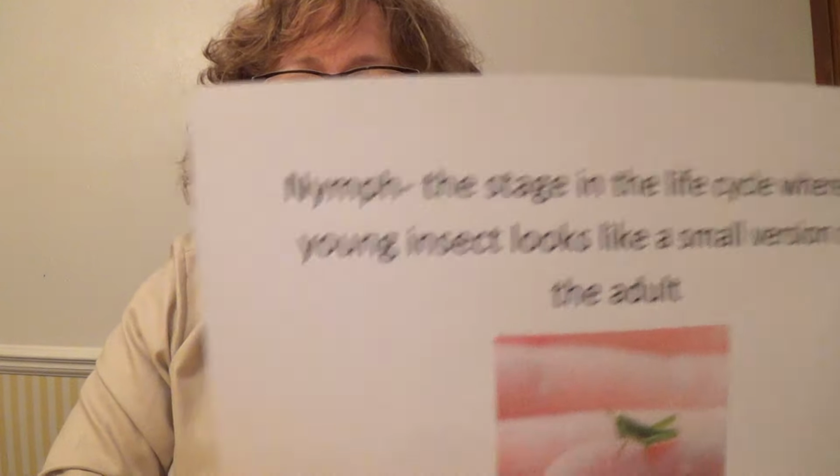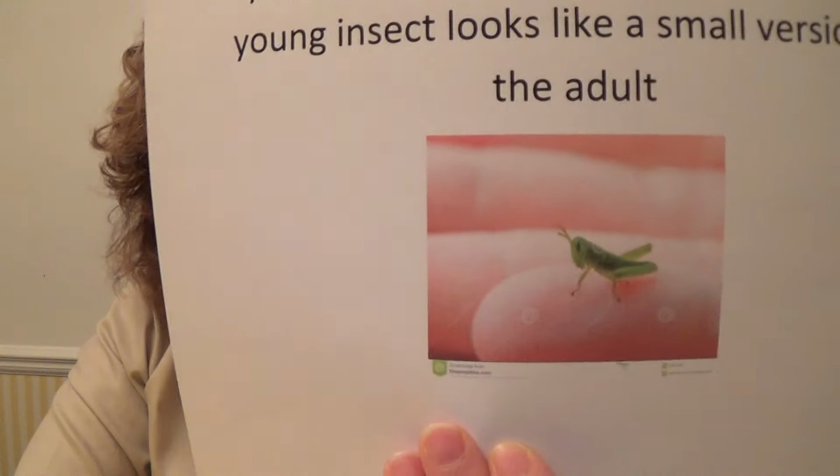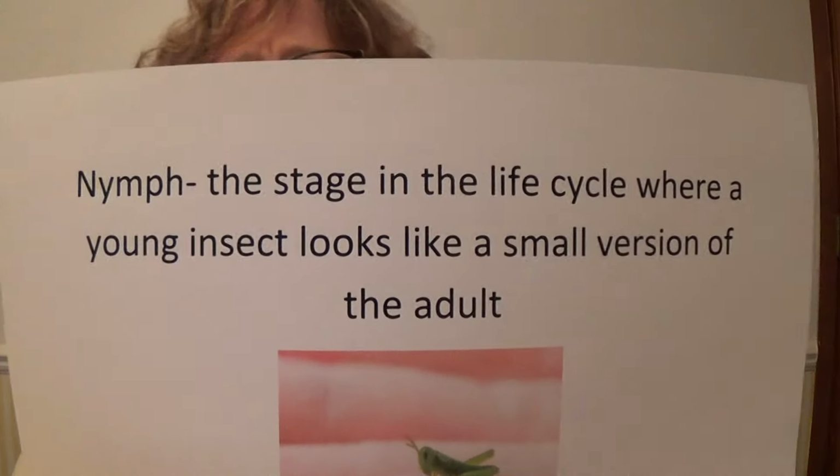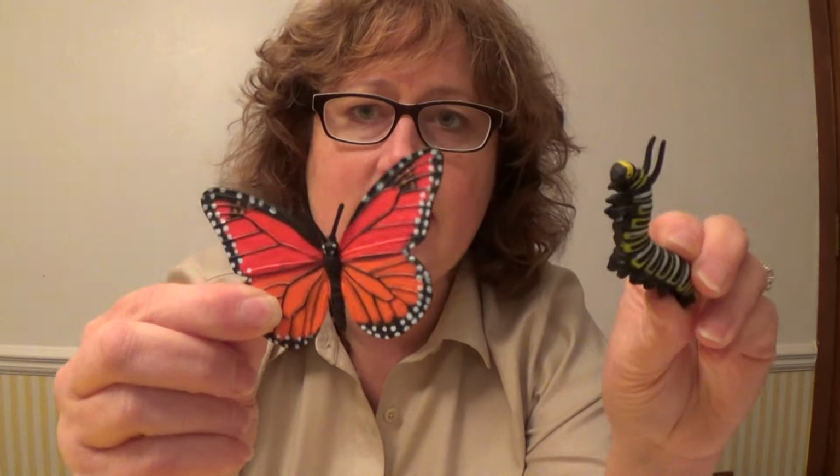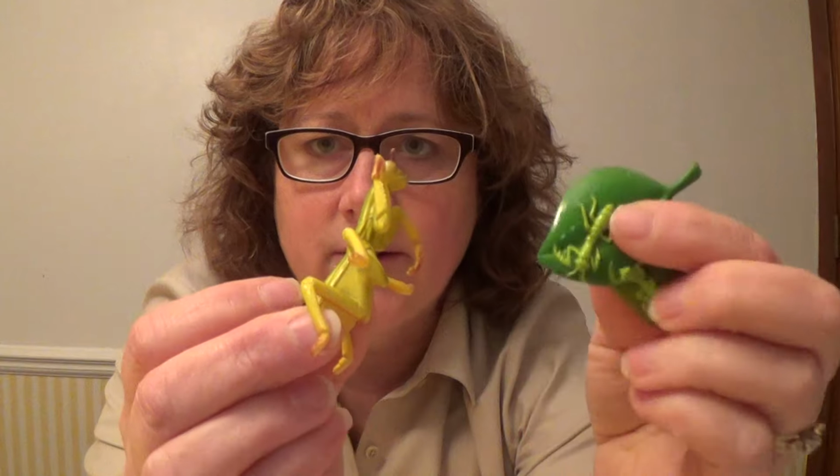Nymph is the stage in the life cycle where a young insect looks like a small version of the adult. Oh, it's a little baby. He's so cute. He's a little nymph. Okay, that helps us remember. Remember, we've got complete metamorphosis. That's 4 changes. It totally changes. Incomplete metamorphosis means that the baby looks like the adult.